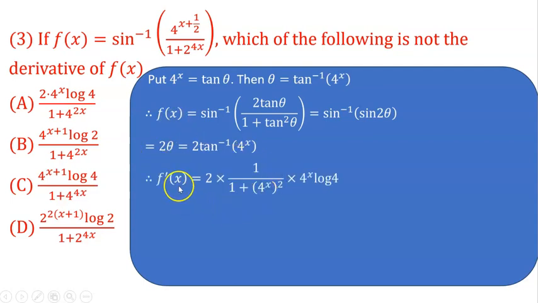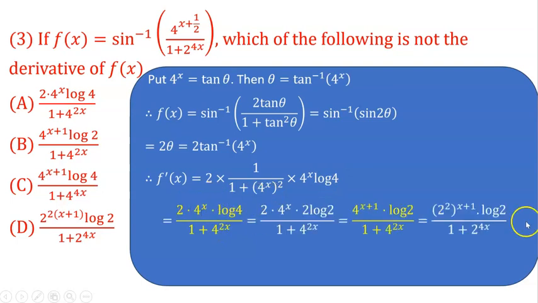Now we'll differentiate this. F dash of x is equal to, this 2 is a multiplicative constant. Derivative of tan inverse of 4 raised to x is 1 upon 1 plus 4 raised to x bracket square into derivative of 4 raised to x. The derivative of 4 raised to x is 4 raised to x into log of 4. And after simplification, you will have all these terms. That is 2 into 4 raised to x into log of 4 upon 1 plus 4 raised to x bracket square, which means 4 raised to 2x. This is the first term.